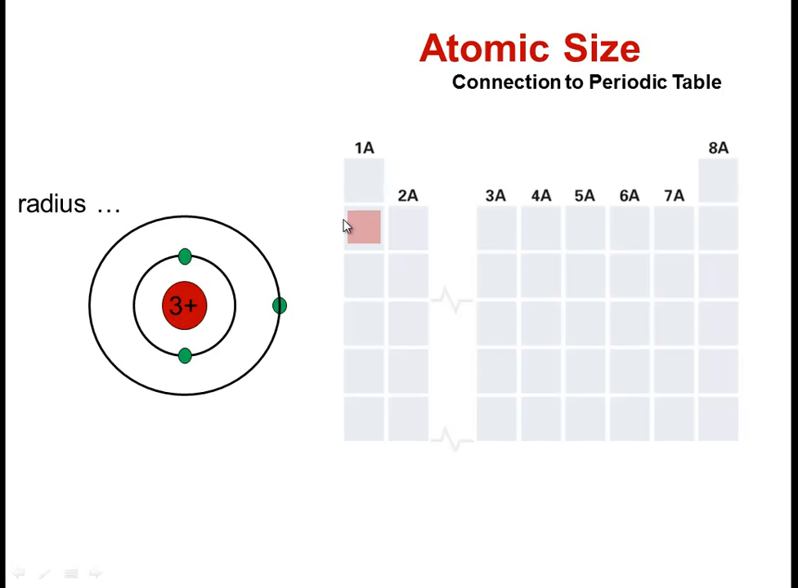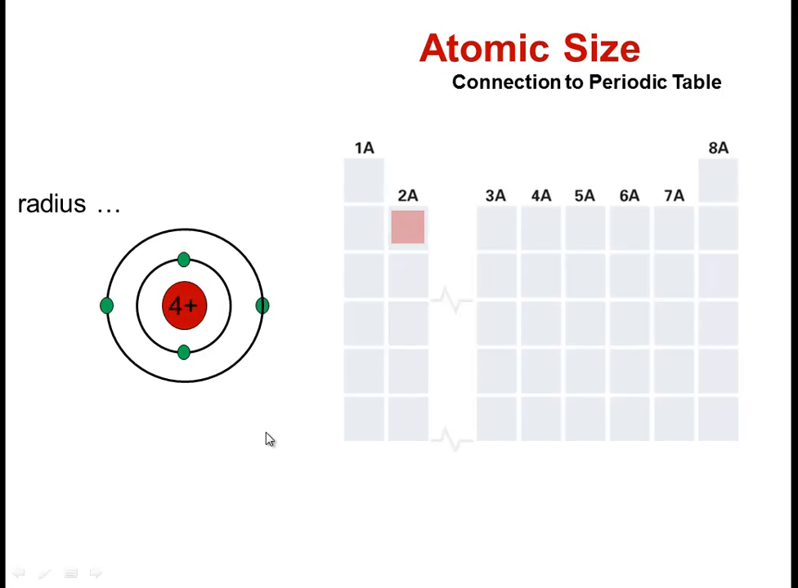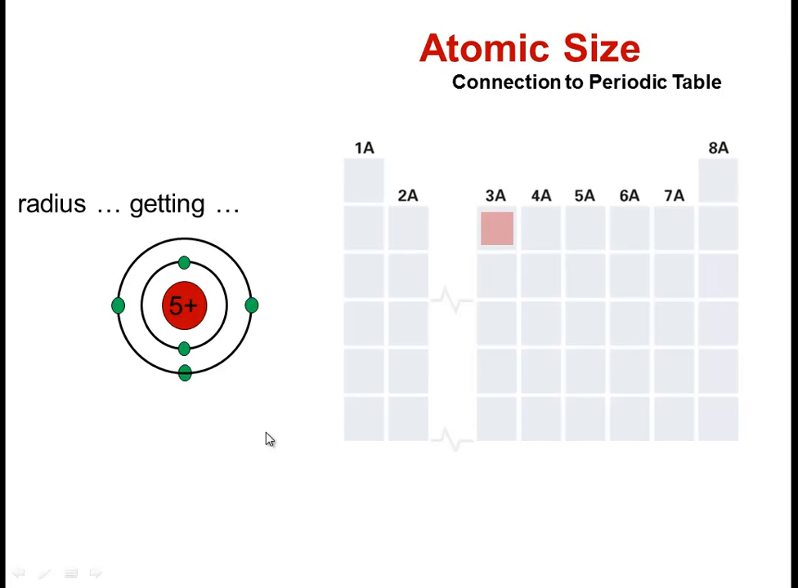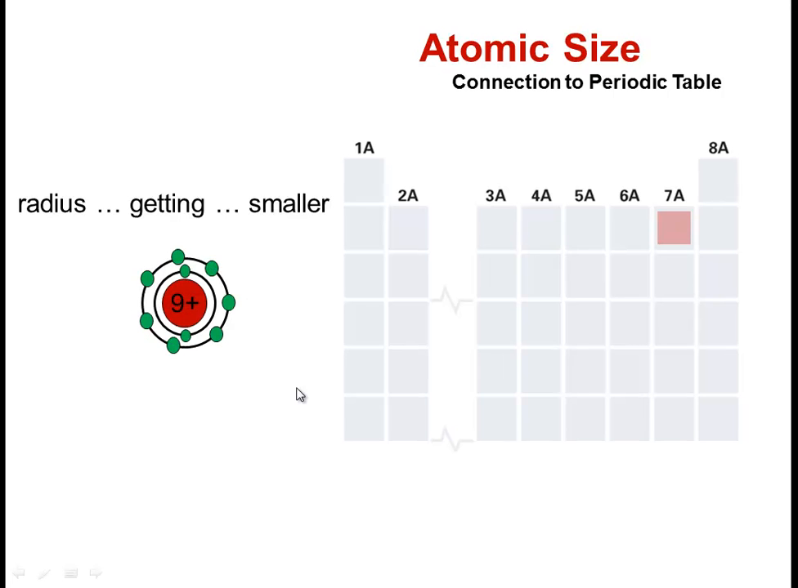Okay, so let's try to connect this to the periodic table. All right, so right now I've got a little shaded area here on lithium. Here's the situation, and as we go across that periodic table, there's boron. The radius is getting smaller.